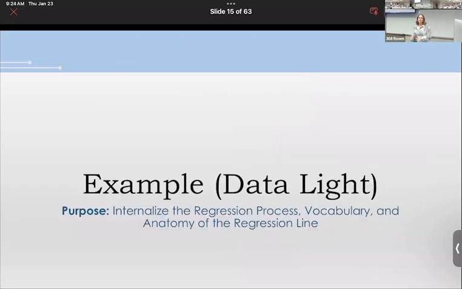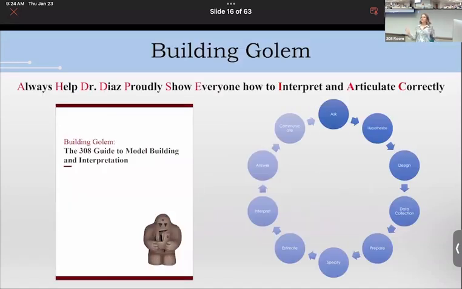Good. So really, we're going to dive straight into an example. This is data light, so we're not going to look at all the data. We're not going to do demo style, but really, like I said, the purpose is vocabulary, the regression tables, and anatomy of a regression line. Like, how do we make it, and what do all the pieces of the regression table mean? So we're still going to go through a model building process, like always. Start from the beginning. For folks who are new, everything in here we do through model building. There's a model building guide online. It's called Building Golem. If you want to know the story of why it's called Building Golem, I'm happy to tell you, or they're happy to tell you.